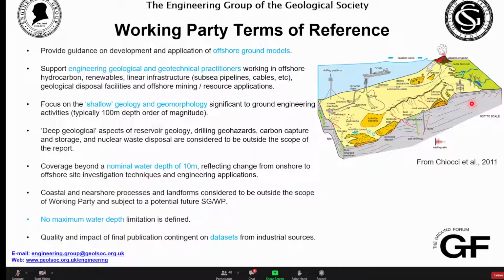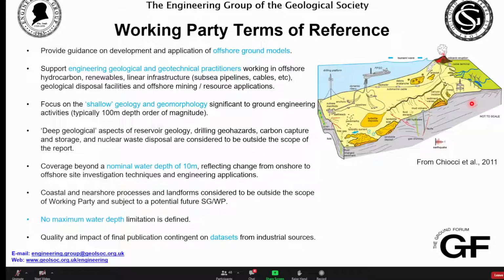In terms of the water depth, we decided to bound this at a nominal water depth of 10 meters. Again, that's order of magnitude 10 meters rather than a very hard 9.9's out and 10.1 is in. But it's really reflecting change from more of an onshore site investigation scope to an offshore scope, with a change of reliance on geophysics, different types of vessels. Less than 10 meters, very much in the jack-up or barge-mounted equipment and surveys, whereas for the deeper water, we're talking about larger vessels. But it's not a hard cut-off.